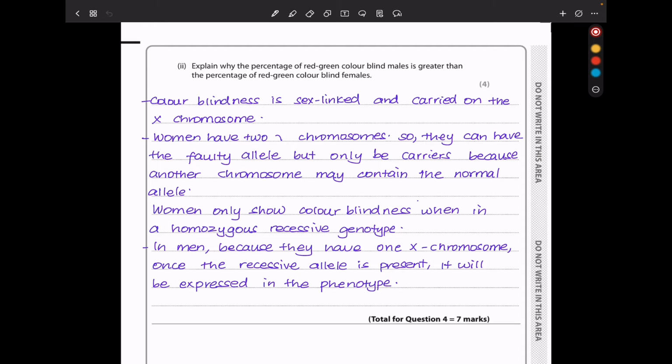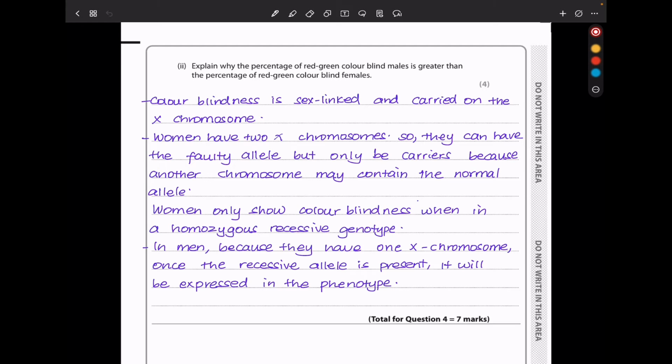And that means those who have that trait could be in heterozygous state for females, or there is a percentage that is going to be in heterozygous state for females. But once males have the allele, they're always going to have the red-green colorblind condition. So I said colorblindness is sex-linked and carried on the X chromosome.